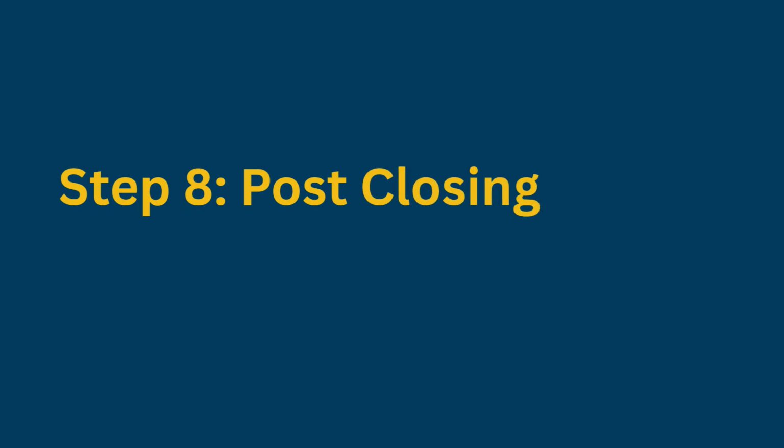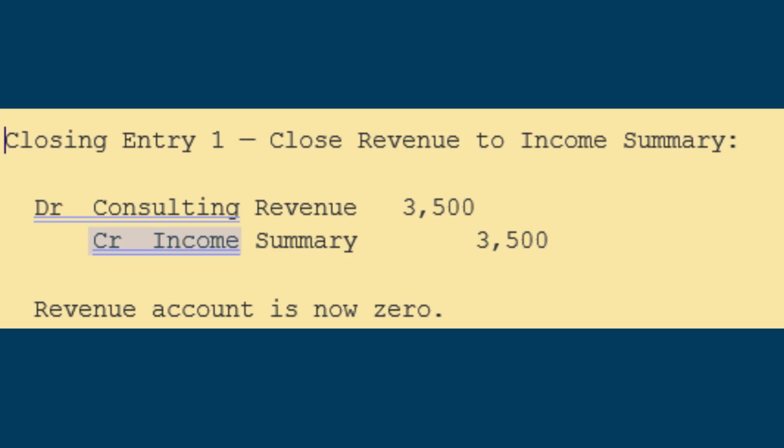Step 8. Post-closing entries. What are closing entries? We are on the final step, closing entries. Remember when I said some accounts are permanent and some are temporary? Here is where that distinction matters. Permanent accounts, assets, liabilities, and equity, carry their balances forward into the next period. They never get reset. Temporary accounts, revenue, expenses, and dividends, only relate to one specific period.